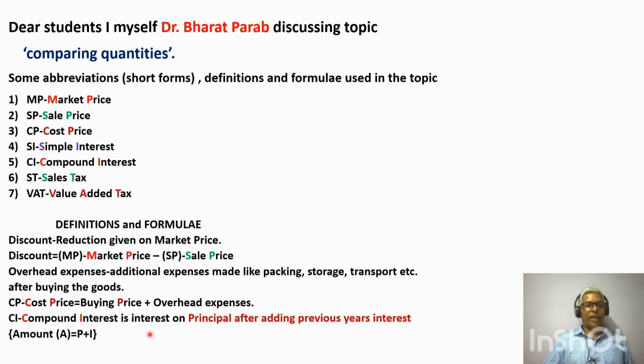Okay, now we come to another aspect of this. Compound interest, CI, is the interest on principal after adding previous year's interest. We will come to know this as you go ahead. Okay, for simple interest we take interest for a year, and in case of simple interest we don't add it to the principal, but in compound interest we add it to the principal. We will come to know as we try to solve some problems on this. Just remember this: amount A is equal to P plus I. Okay, we move on to another slide.